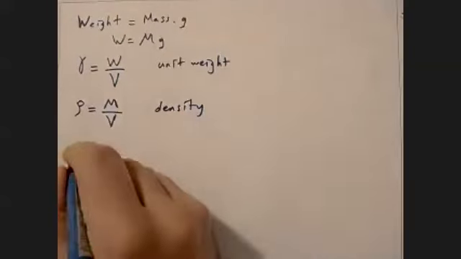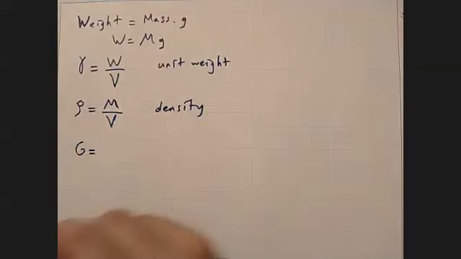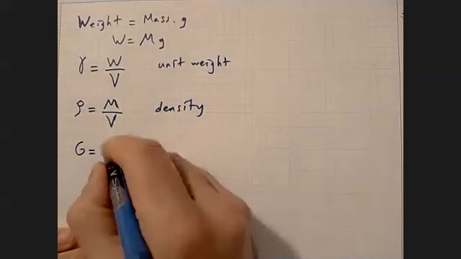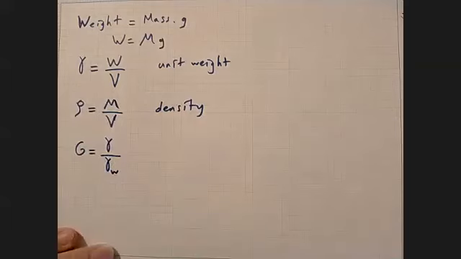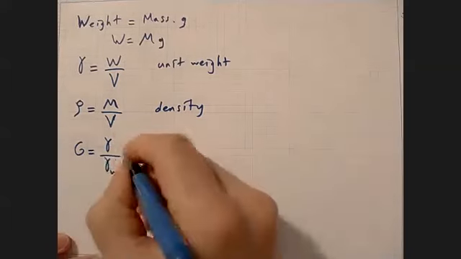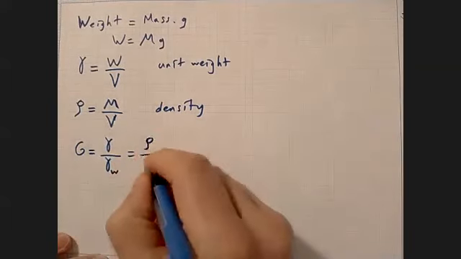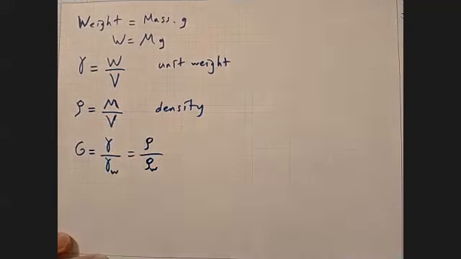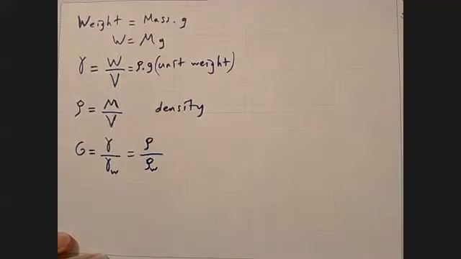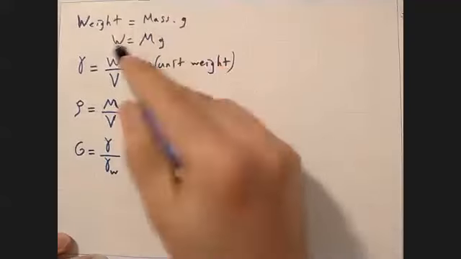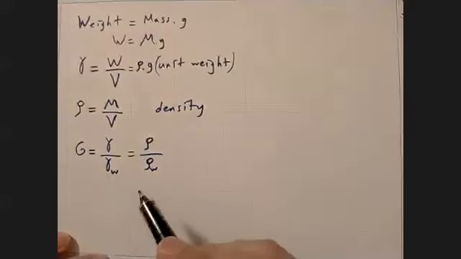And then specific gravity is unit weight of your object divided by, or normalized by, unit weight of water. Which also means density divided by density of water, because the unit weight is density times gravitational acceleration, due to what we have written above.